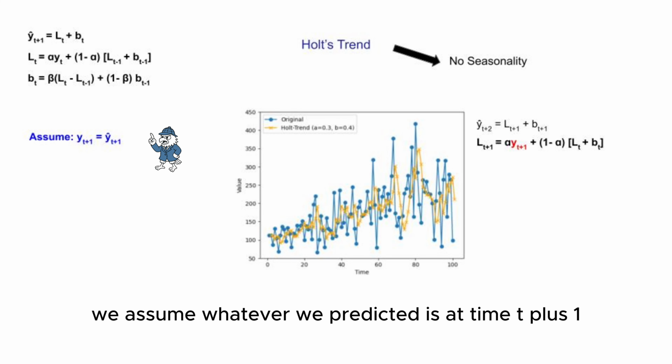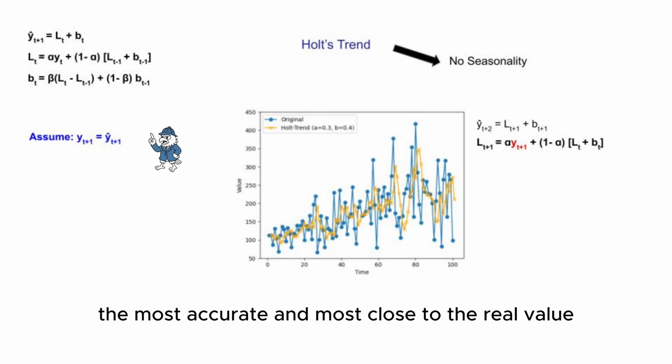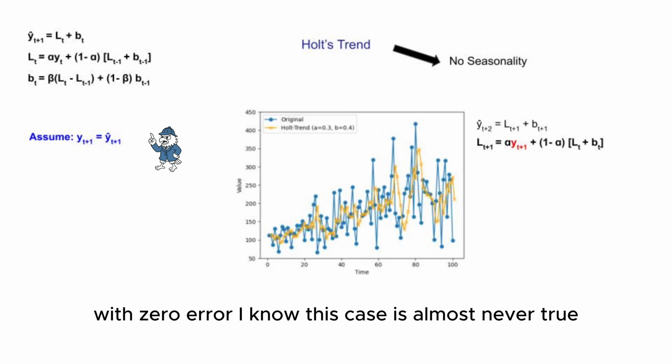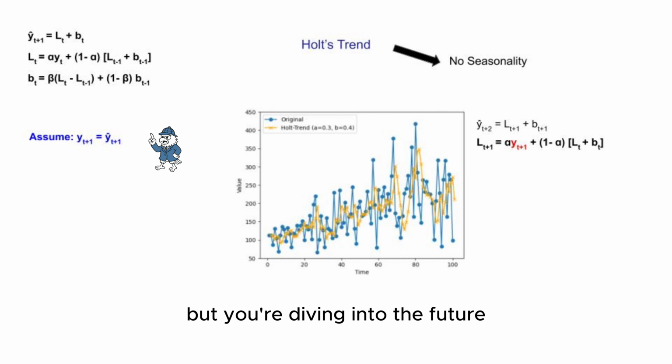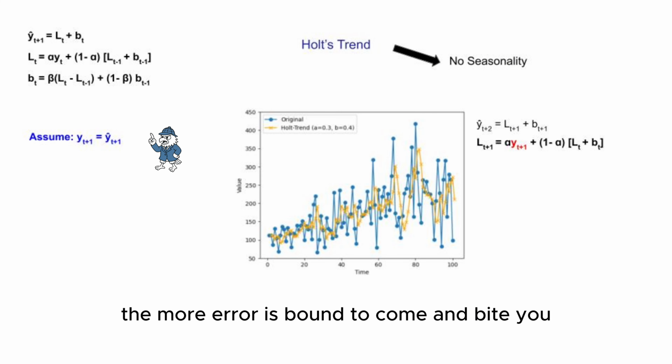We assume whatever we predicted at time t plus 1 is, in fact, the most accurate and closest to the real value, with 0 error. I know, this case is almost never true, but you're diving into the future. You're leaving the rails of the pool and going away from the edge here. The deeper you go, the more error is bound to come and bite you.